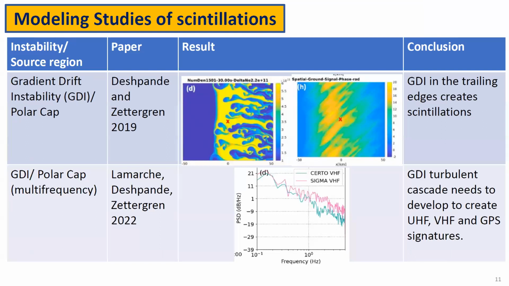Leslie Lamarche led us into a multi-frequency study of again, polar cap GDI stuff. And what we found out was you could see UHF and VHF scintillations, both with observations, and we could reproduce them from modeling. But in order to see GPS signatures, the turbulent cascade was supposed to develop even further. So just to give you an idea, all these different frequencies are experiencing scintillation from structures that are different sizes. GPS is much smaller, higher frequency, smaller wavelengths, so smaller structures.